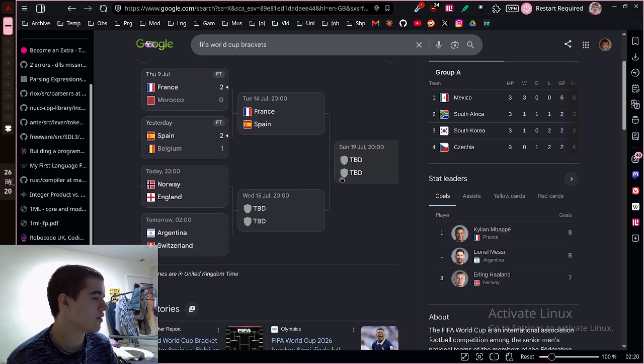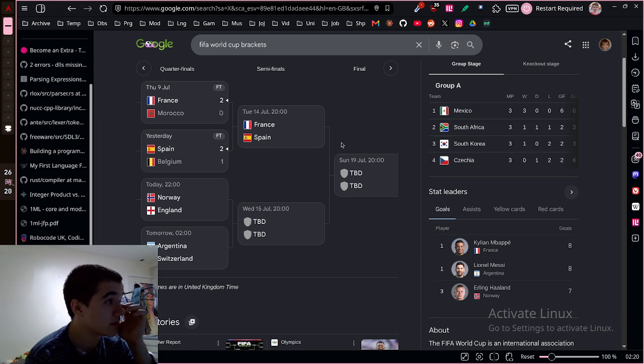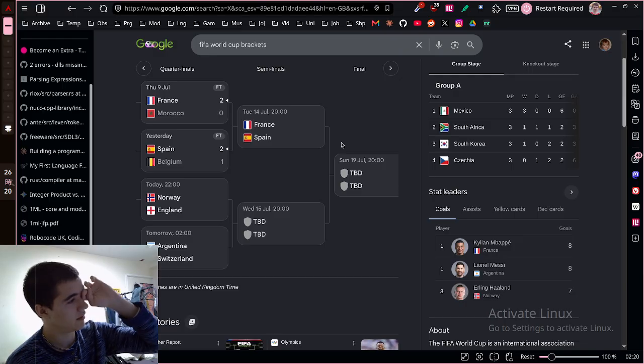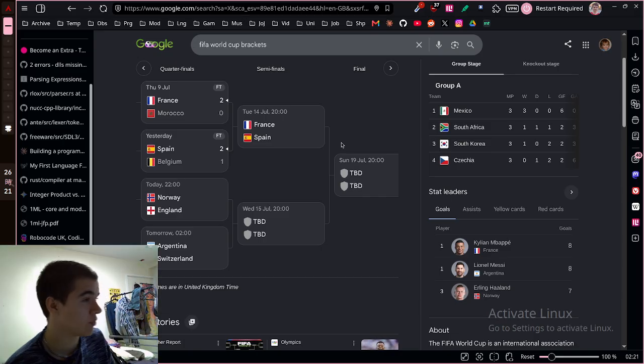Yeah. So France and Spain semifinals. That's on the 14th of July. And then Argentina, Switzerland, Norway, England. And then it'll be England versus Argentina. And then it'll be England versus France. And then England will win. That's so huge. That's crazy.